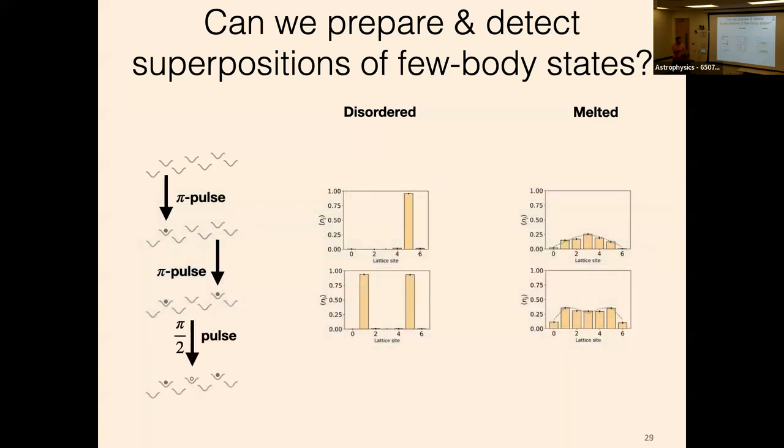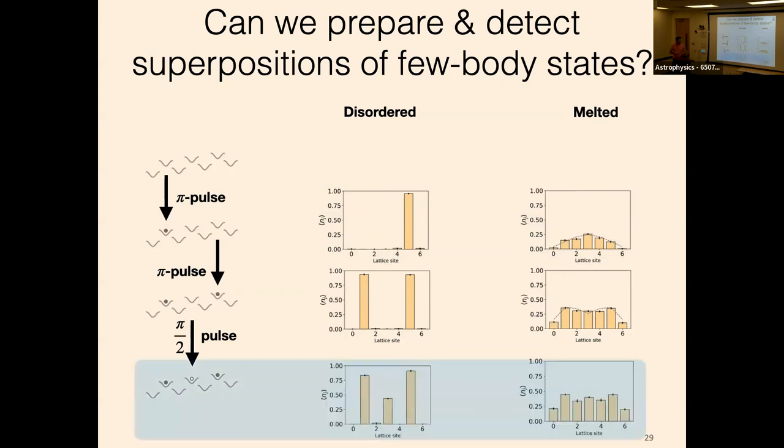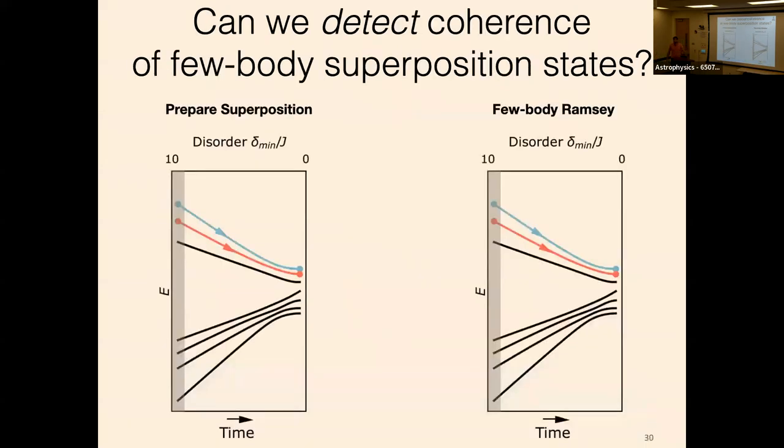But what if instead I replace that last pi pulse with a pi over two pulse? So I go into a superposition of having prepared two particles in the lattice and having prepared three, and then I melt, and then I've made a superposition of two different fluids, one with two photons and one with three photons. And indeed, you see here, great, this is the average of the density of having one here and having zero there, great. This is the average of the two densities. Wonderful, John. But is there any coherence between those two objects?